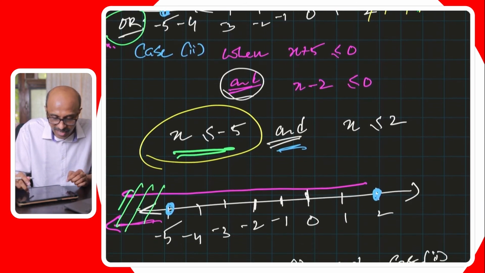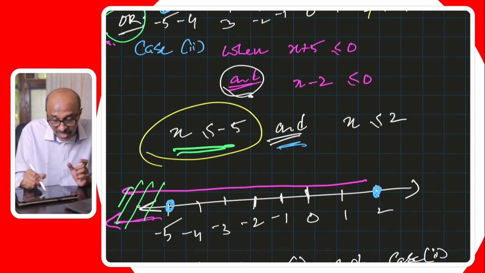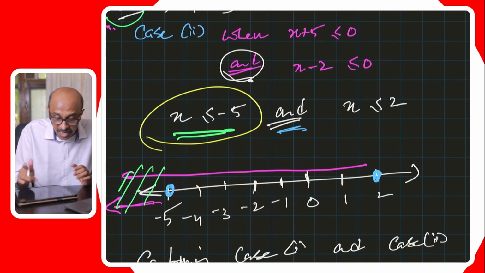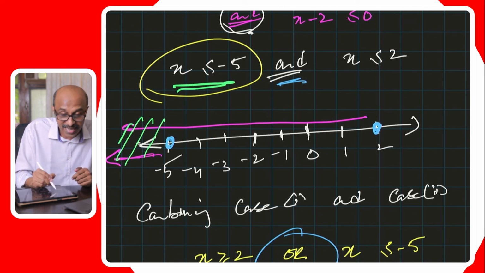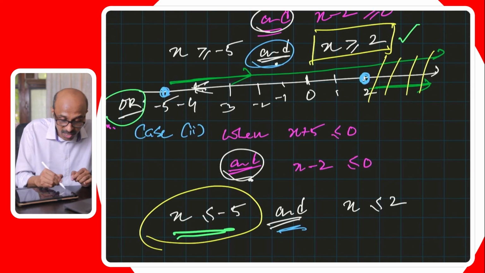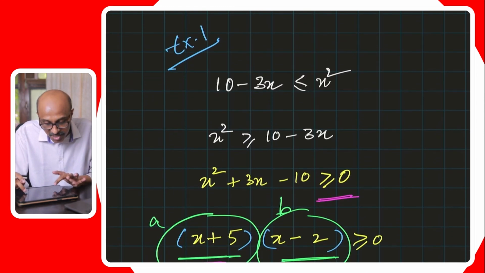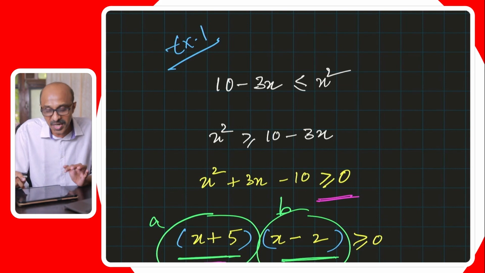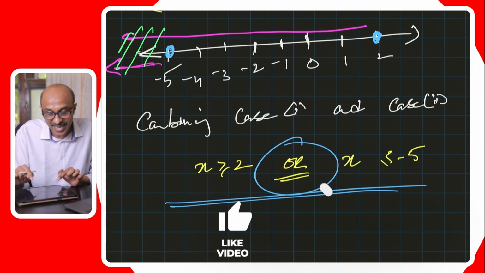In the same way, when we analyze case 2, where both those terms, x plus 5 and, again it's and, x minus 2 are less than or equal to 0, individually each of those linear factors gives us x less than or equal to negative 5 and x less than or equal to 2. Again, the number line tells us that the common region, the intersection, is x less than or equal to negative 5. That's how we combine both the cases using the word or. Combining the two cases, the solution to the inequality x squared plus 3x minus 10 greater than or equal to 0 is x greater than or equal to 2 or x less than or equal to negative 5.